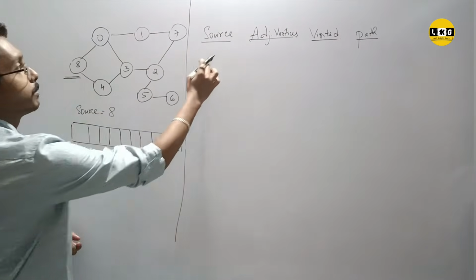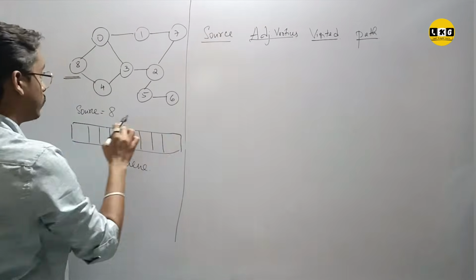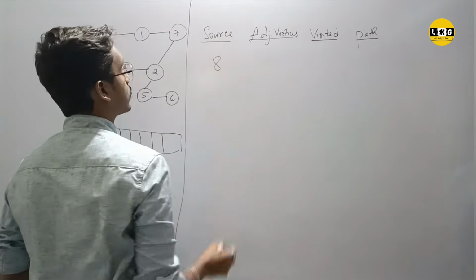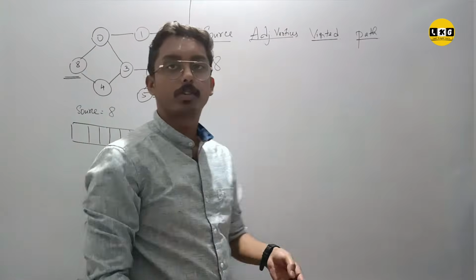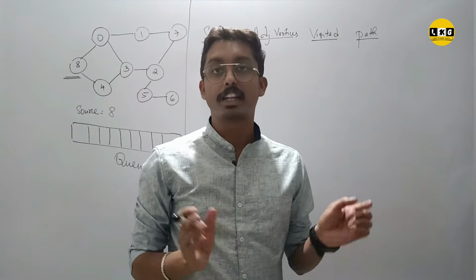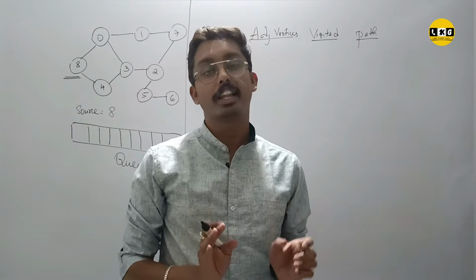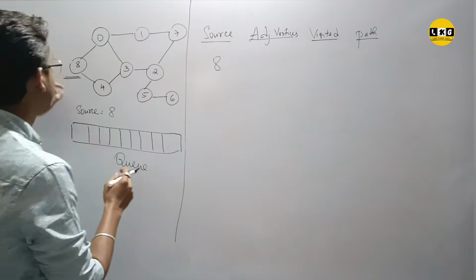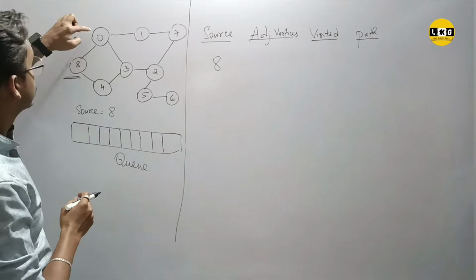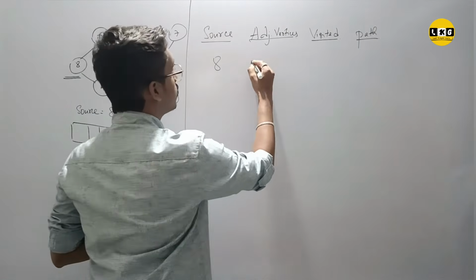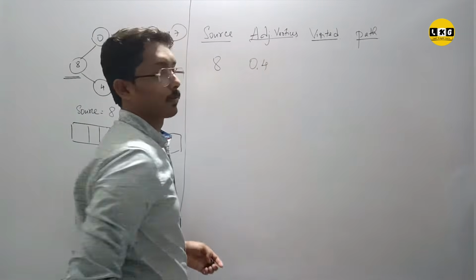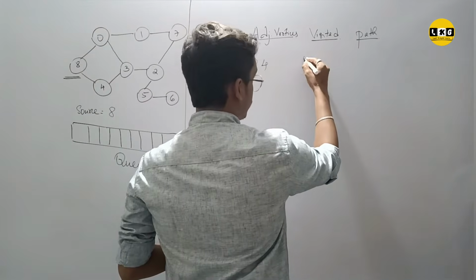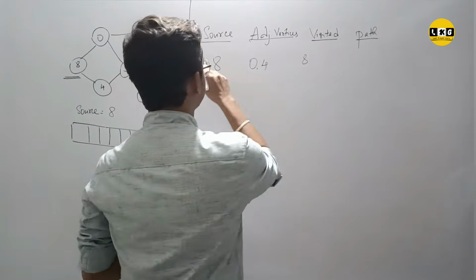The first value is already given, that is source equals 8. What do you mean by adjacent vertices? Adjacent vertices are nothing but the neighboring vertices or the neighboring nodes which are next to that node. If you look at this 8, what are the neighboring nodes? It is 0 and 4. What are the adjacent vertices? It is 0 and 4. Correct? Now, what are the visited? 8 we have already visited. That is nothing but your source.